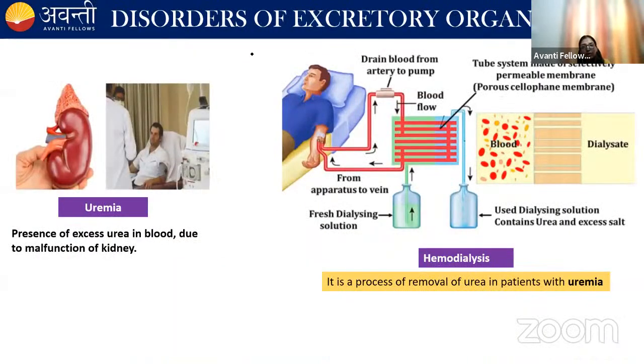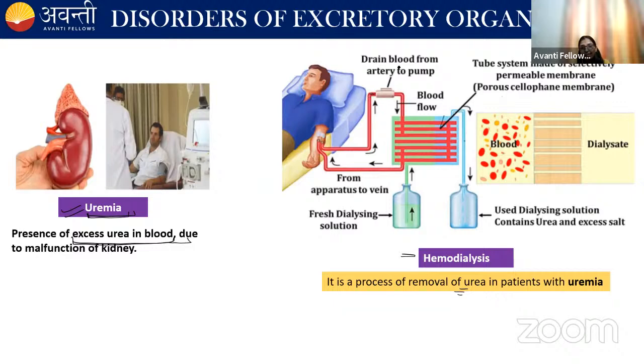Moving next is the disorders of the excretory organs. Number one is uremia. Uremia is when an excess of urea is present in the blood. This happens when the kidney is not functioning properly, so the urea gets accumulated in the blood, which leads to the uremia condition. Second is hemodialysis. Dialysis we generally refer to as an artificial kidney. Okay? In this process, the removal of urea is done.